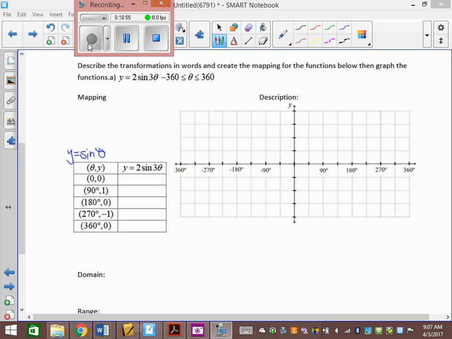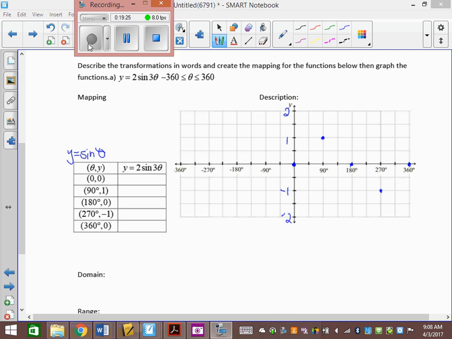So because the amplitude is 2, that means we're going to go up 2 and down 2, and our midline is 0 because we don't have anything at the back. So I'm going to make this be 1, 2, negative 1, negative 2. So I'm going to plot the first one. So 0, 0, 90, 180, and 0, 270.